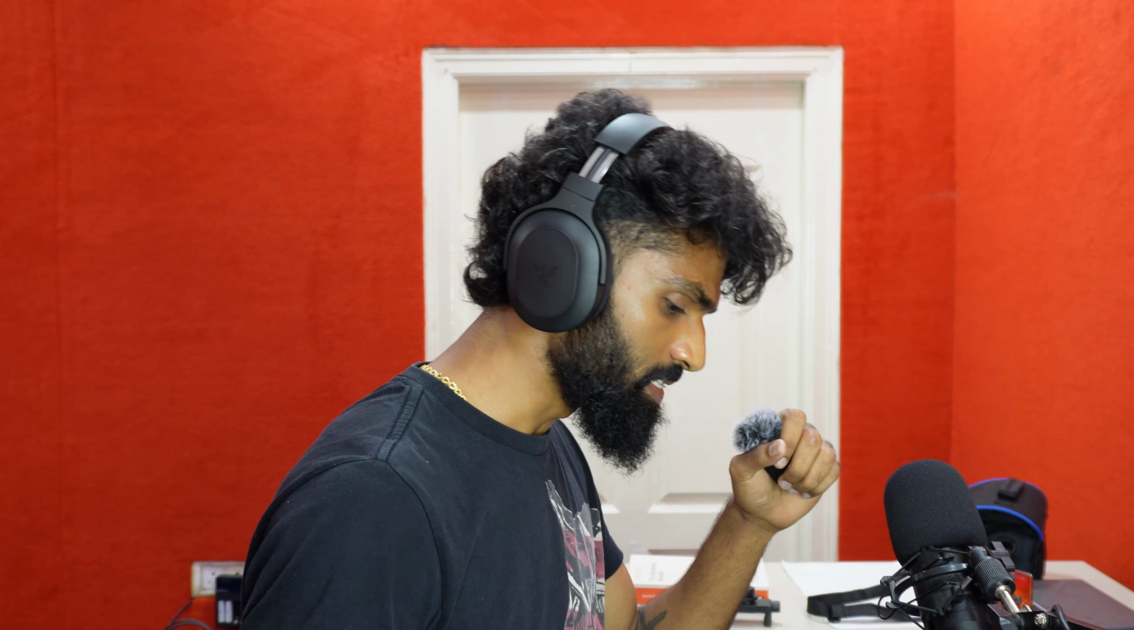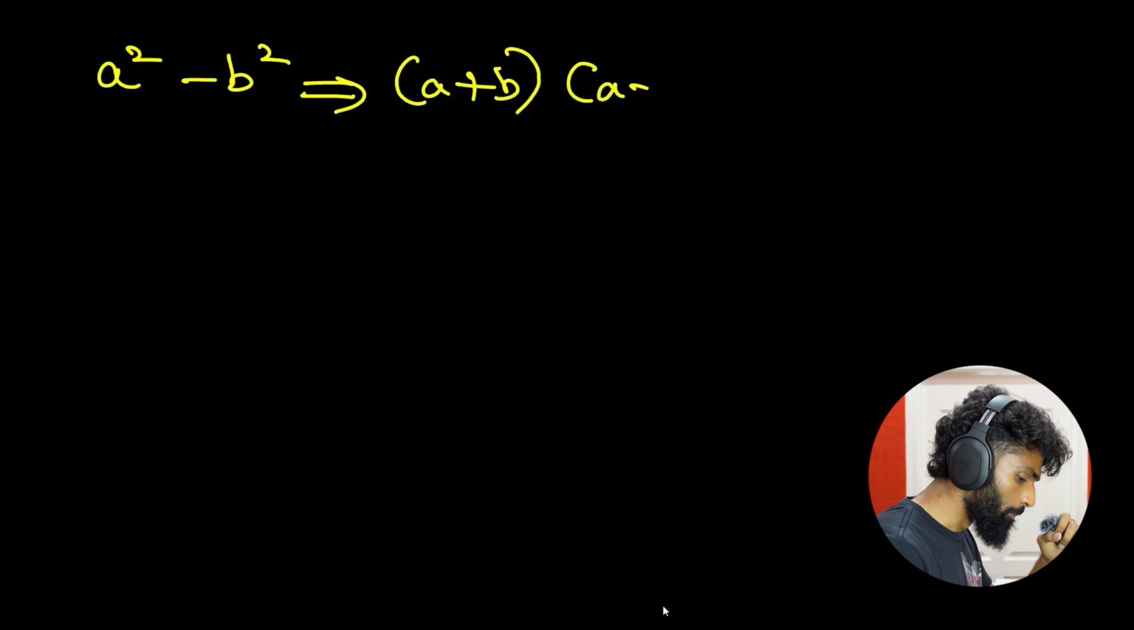The formula goes like this. The chapter's name says difference of squares. So let's say difference of squares, meaning, let's assume two letters. Initially, we'll assume it to be a square. The other letter we'll assume it to be b square. So a square minus b square, already in your 7th or 8th standards, you would have learned an identity which goes like this. Nothing but a plus b into a minus b.